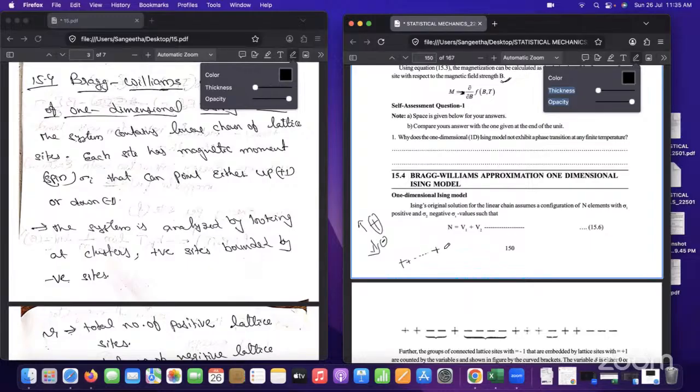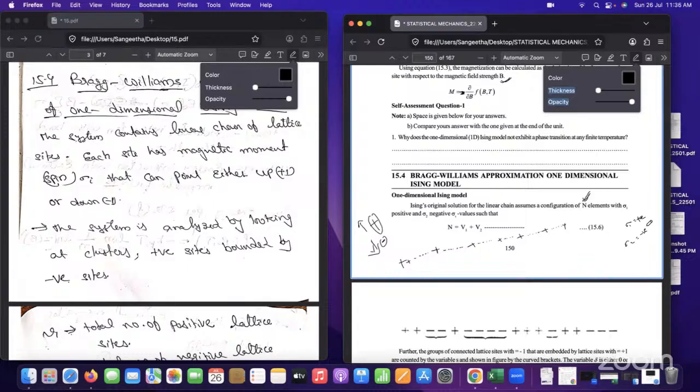ఒక పాజిటివ్ స్పిన్ ఉంటే మిడిల్లో మనకి డౌన్ స్పిన్స్ ఉన్నాయి. నెక్స్ట్ ఒక పాజిటివ్ స్పిన్ ఉంటే మనకి మధ్యలో డౌన్ స్పిన్స్ ఉన్నాయి. So this is about one-dimensional Ising model. Here I am concentrating on n elements. In these elements, rho 1 is taken as positive, rho 2 is taken as negative.